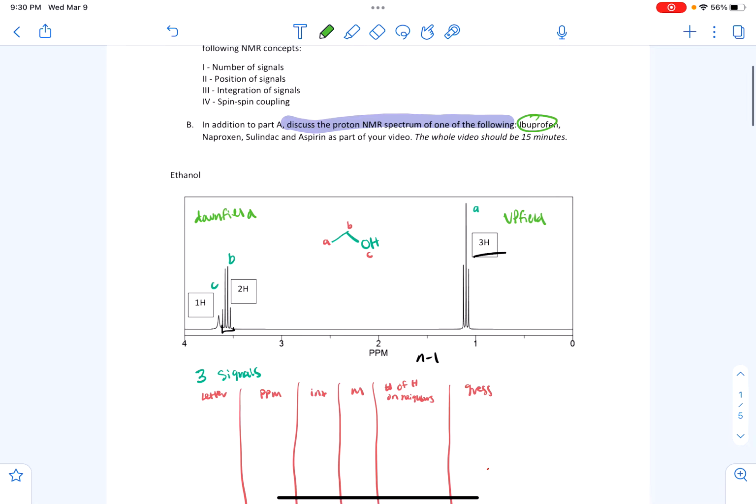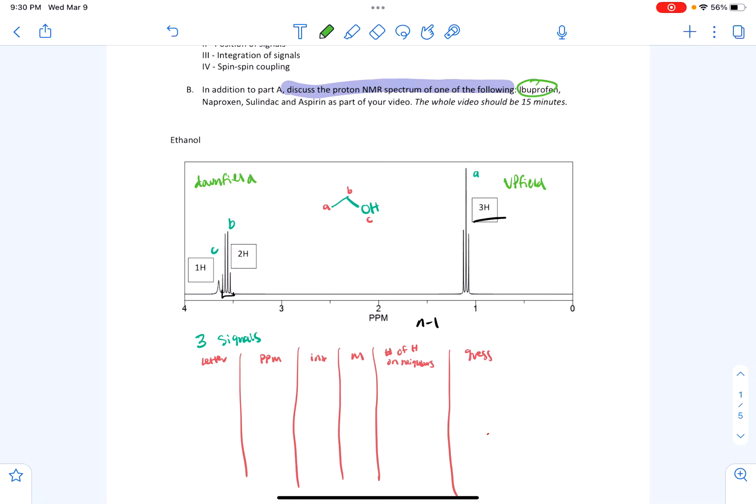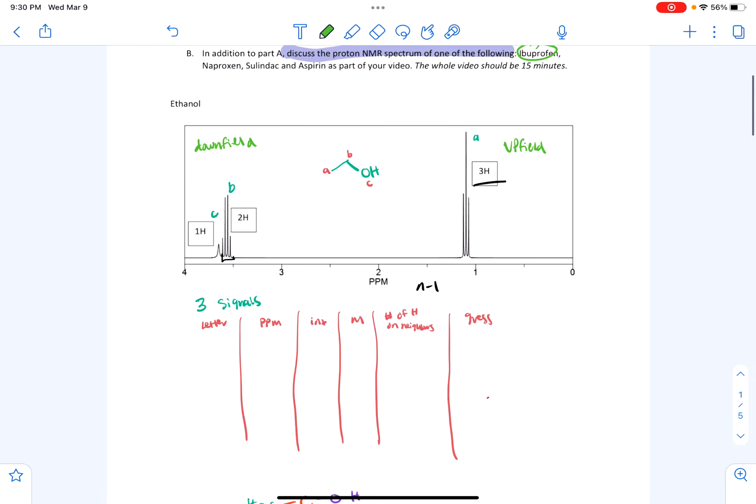The first thing I like to start with is the structure of ethanol. I know that's what we're trying to find, but because it's ethanol, we already know that. The second thing I like to start with is the number of signals. Here I'm seeing 3 signals, and I can point them out to you. One of them is right here, the other one is right here, and the other one is right here. I'll go through those in a second.